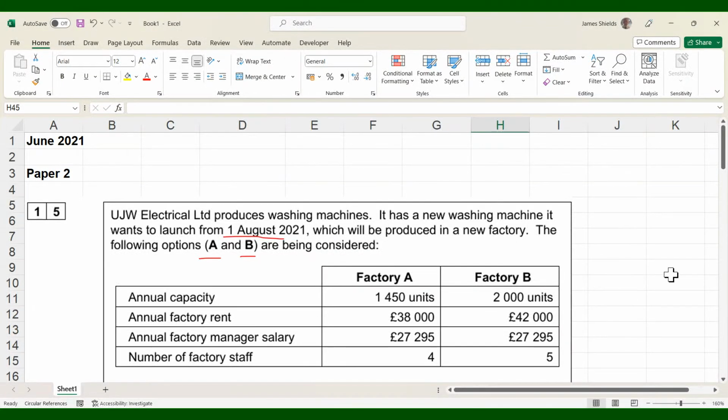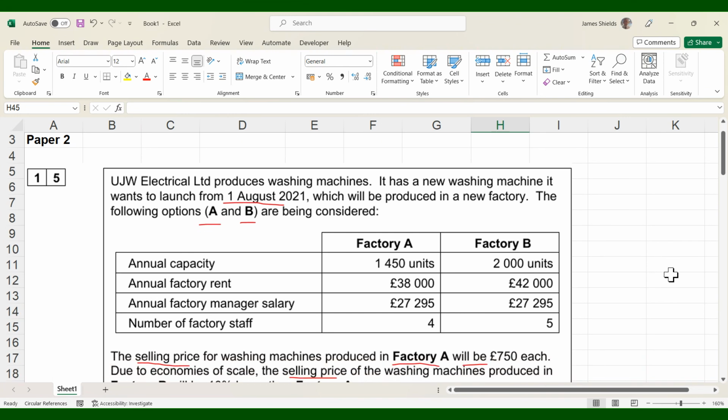Hello, and welcome to this video on break-even analysis and marginal costing statements. This question is taken from the June 2021 paper 2, and it's question number 15. There are two parts to it, 15.1 and 15.2. So let's see what the information we're given.